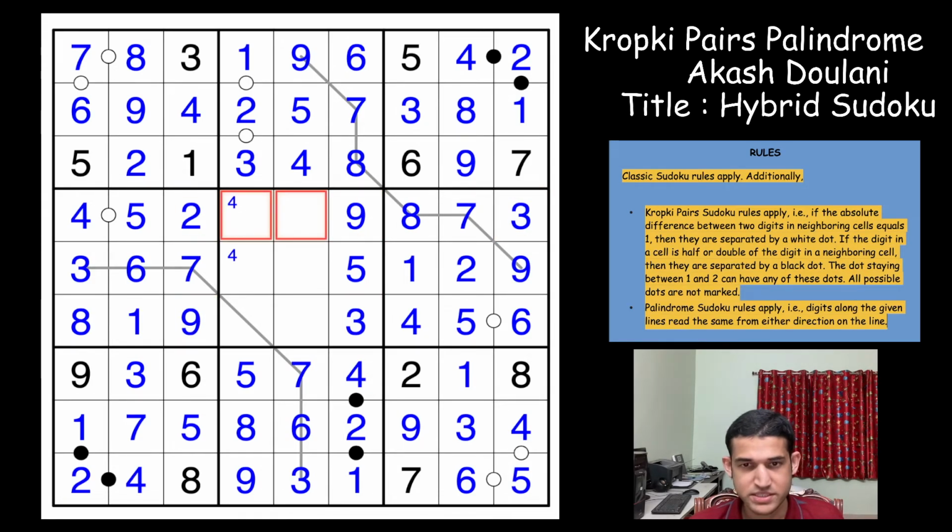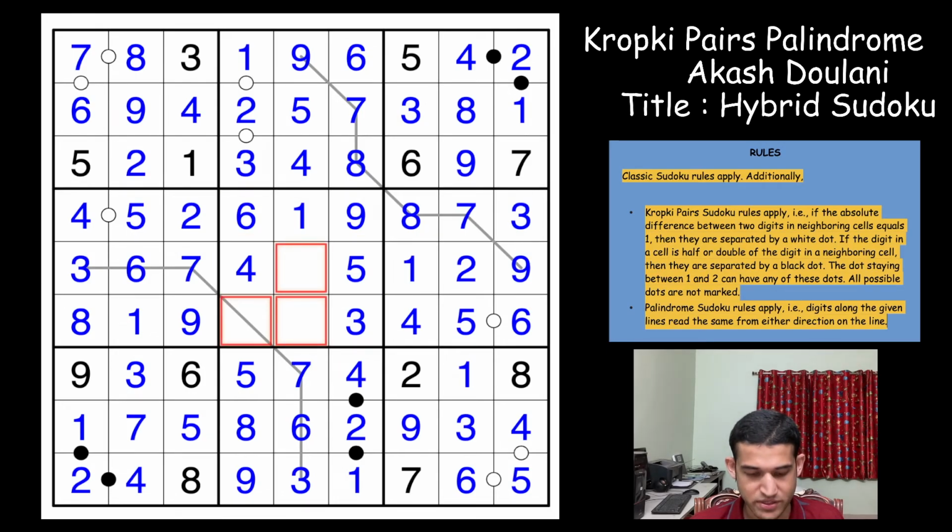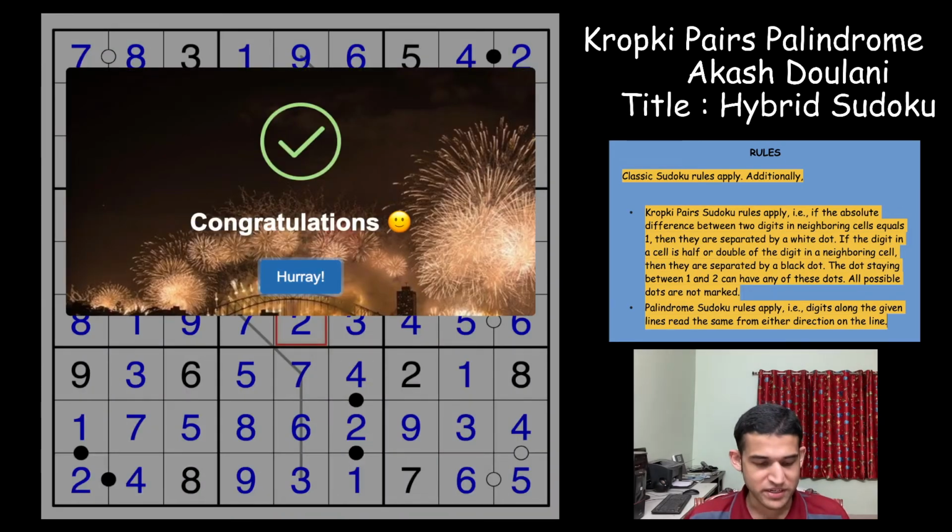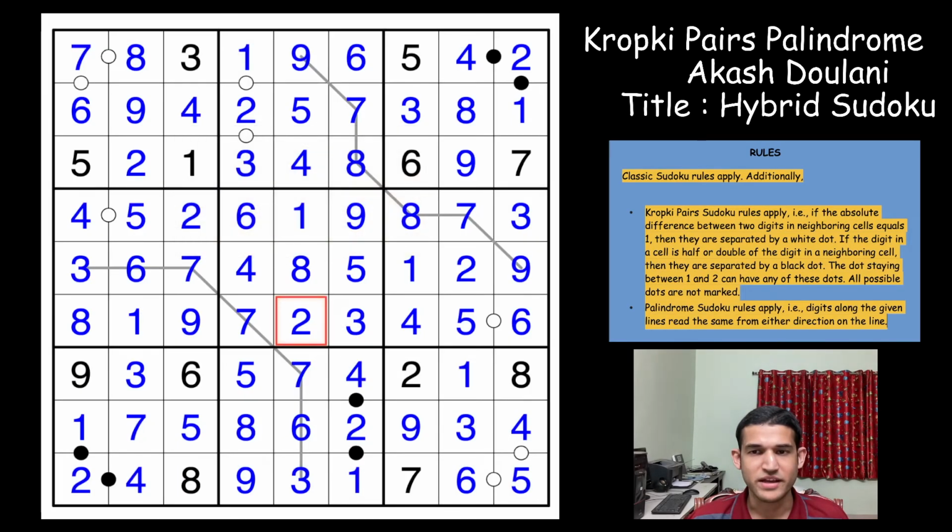And we need 1, 6 here, pushing the 4 here. Right, so 1 goes here and 6 goes here. So 1, 4, 6, 3, 5, 9. So these 3 cells must be a 2, 7, 8 triplet. So 7 goes here and 8 goes here and 2 goes here. And with that, we have completed this gorgeous Sudoku by Akash Doulani. What a wonderful solve it had.